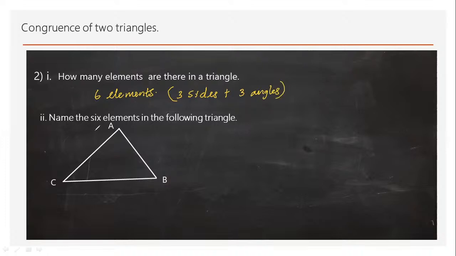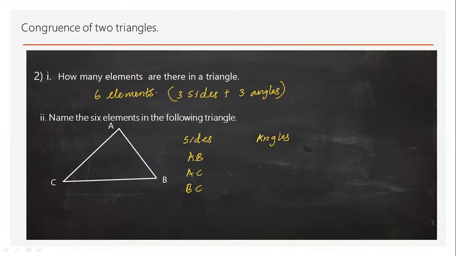Then what are the sides here? Name 6 elements in the following triangles. Then I can write the sides here. What are the sides you can see? AB, then AC, BC. These are the 3 sides here. And the angles. 3 angles: A angle, C angle, B angle.